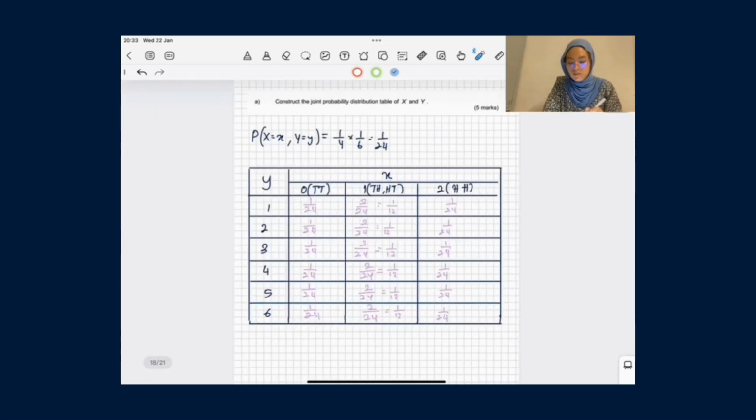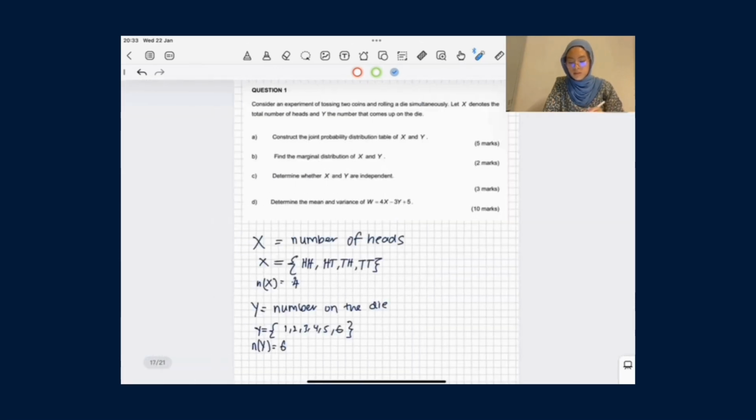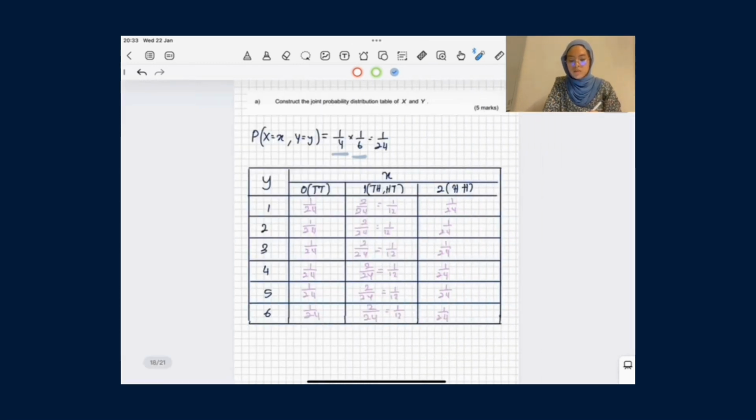Okay, A. We have to construct the joint probability distribution table of X and Y. For X, there are 3 columns, which are 0, 1, 2, representing the number of heads. For the rows, Y represents the numbers on the die. First, you find the probability of getting one outcome of each, which are 1 over 4 and 1 over 6. The probability of one outcome from X is 1 over 4, and from Y is 1 over 6. So you just multiply these two numbers and you get 1 over 24.